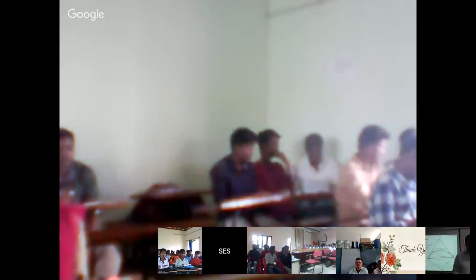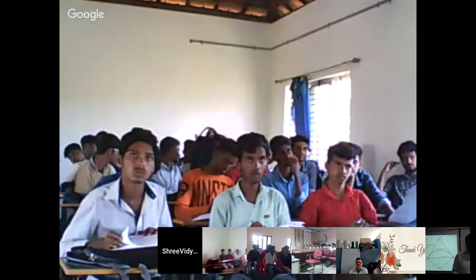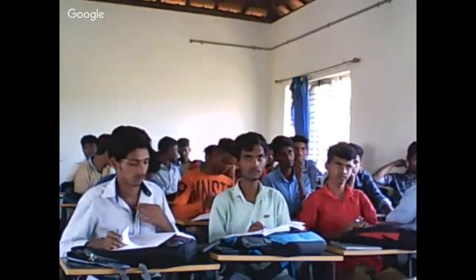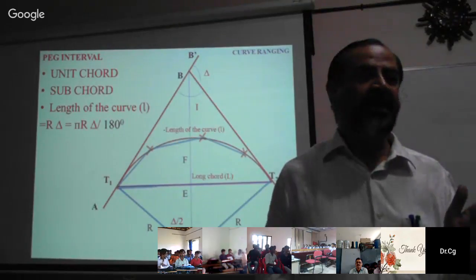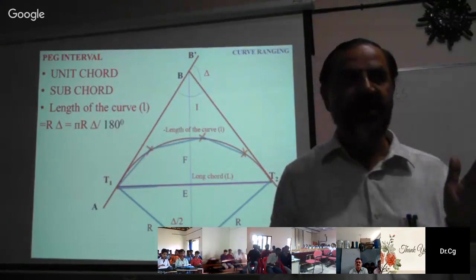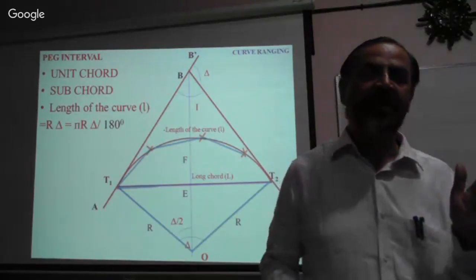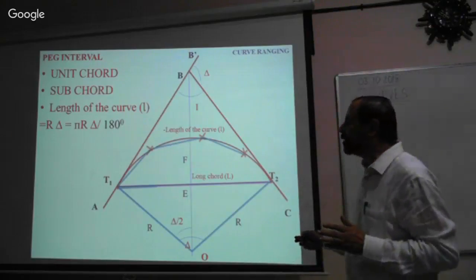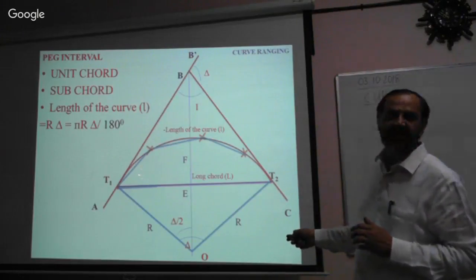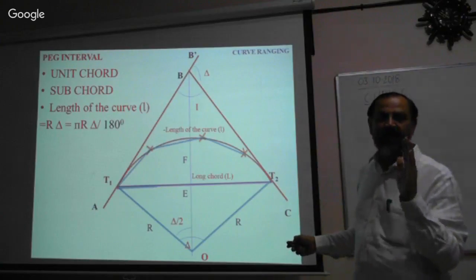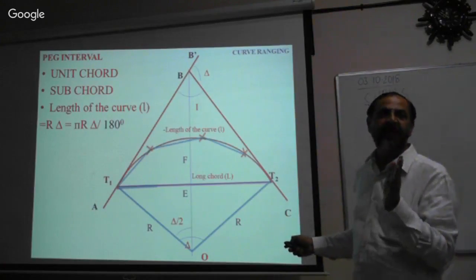The last card may be more than 30 meter or less than 30 meter; that you have to decide. The engineer has to decide. Have you understood how to divide the curve? The curve is divided into cards, which are unit cards and a sub card.